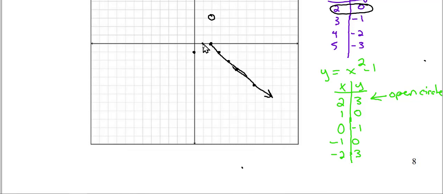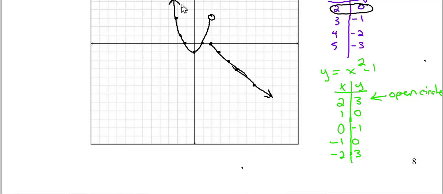1, 0 here. 0, negative 1 we already had. Negative 1, 0. Ooh, it's starting to curve back up. Negative 2, 3. There. So what we have is this curving thing. Like I said, this is called a parabola. We're going to talk more about these later.